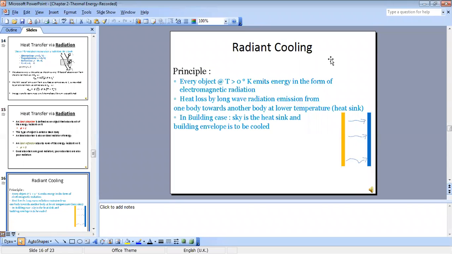So heat is lost by long wave radiation emission from one body towards another at a lower temperature. And the other body at lower temperature is called a heat sink. In the building case, the sky is the heat sink, and the building envelope is to be cooled. So as we said, in this case, the surface of the building will act as a surface of high temperature, and it will emit radiation towards the sky, which is at lower temperature.